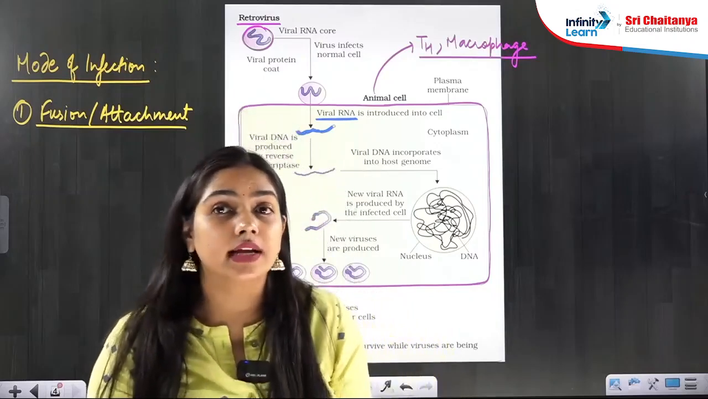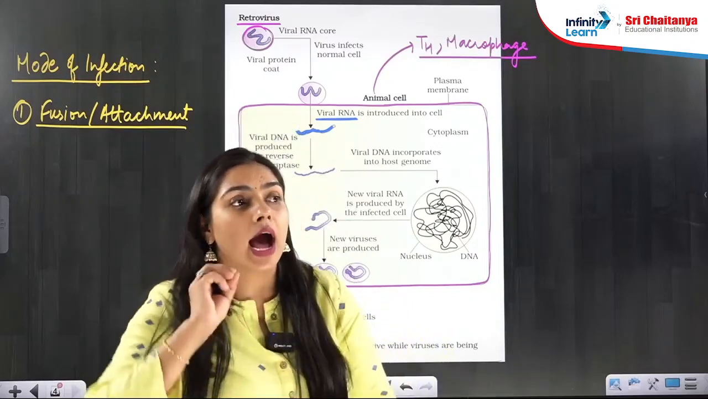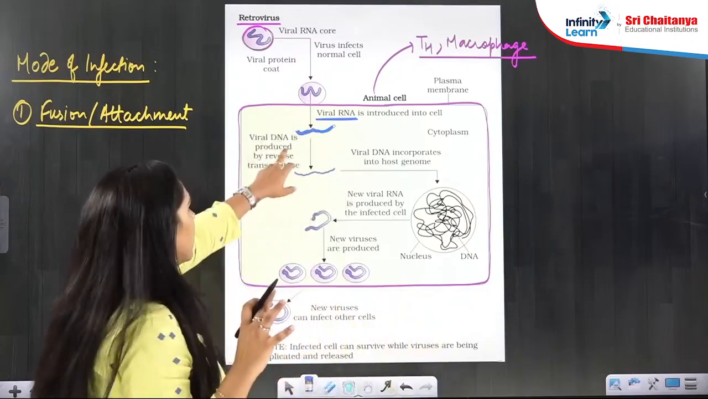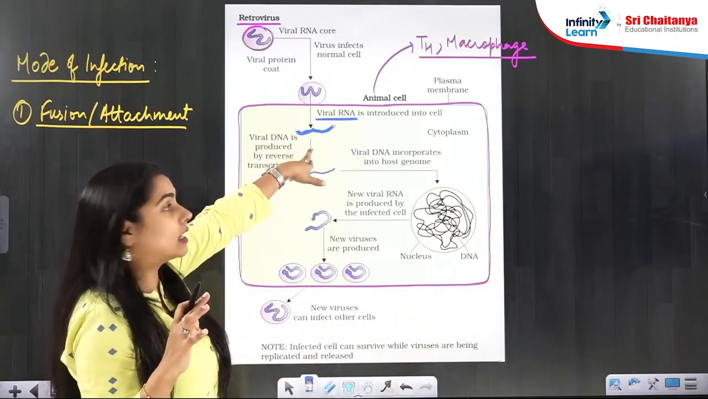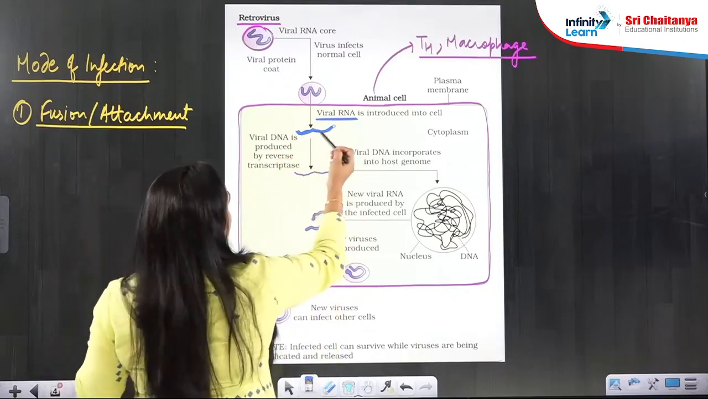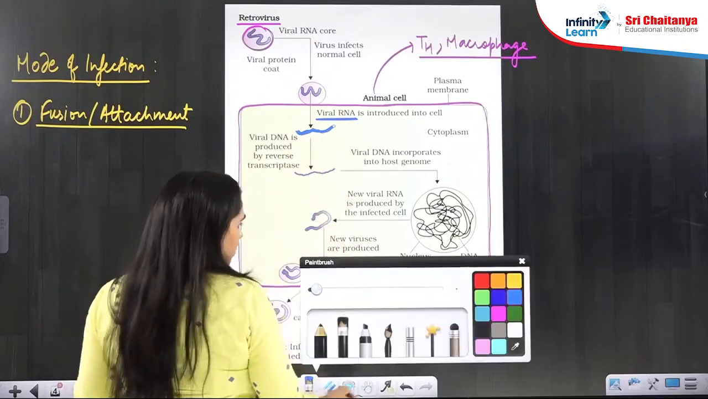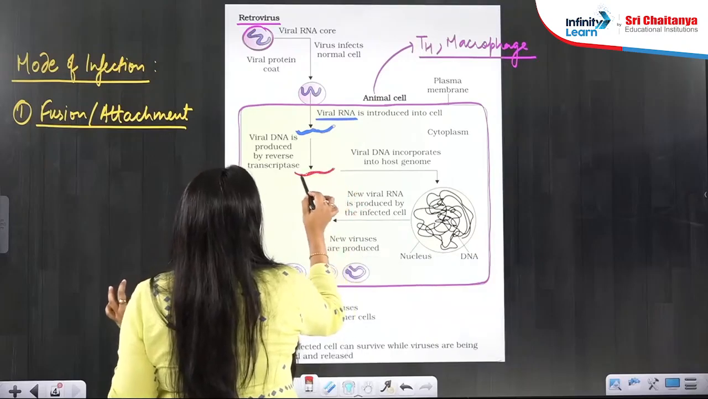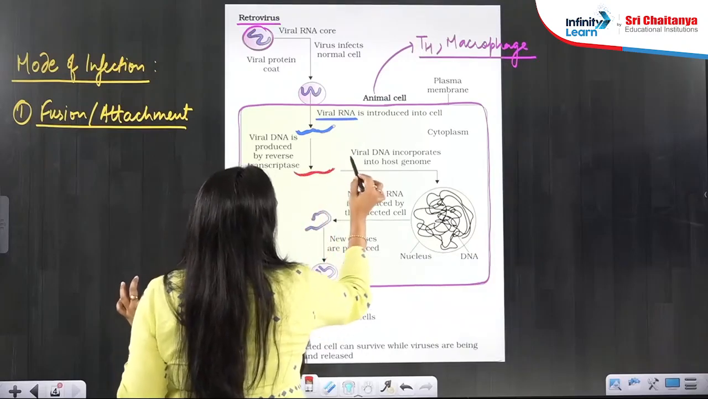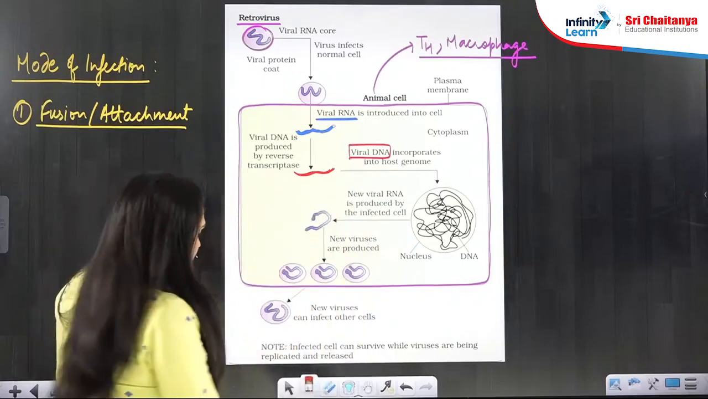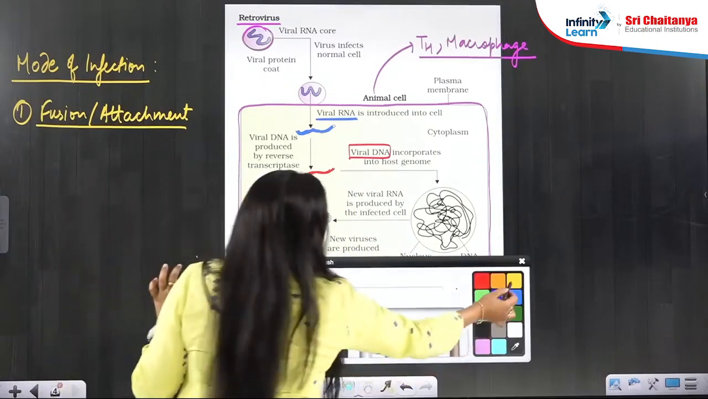What is going inside? The genome. What is the genome? RNA is the genome. So RNA is going inside the cell. Now, can you see that this RNA is getting converted into DNA? This is viral DNA. Okay, so let us write.